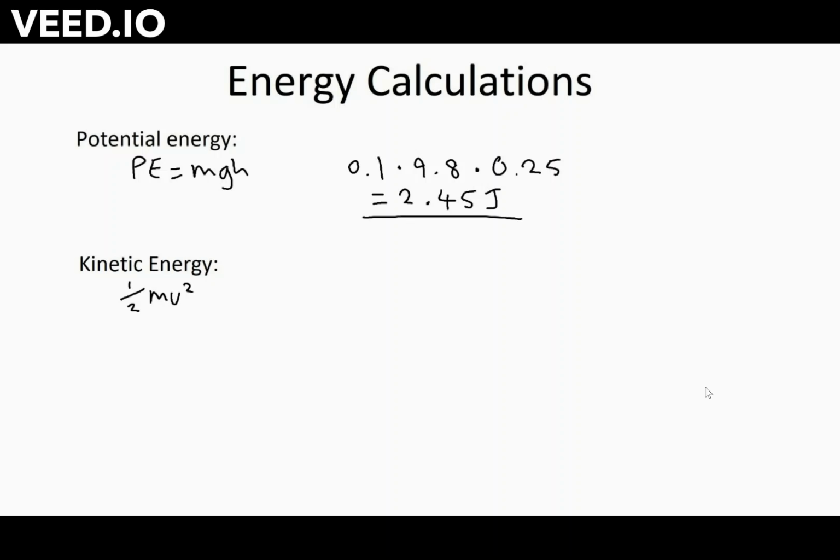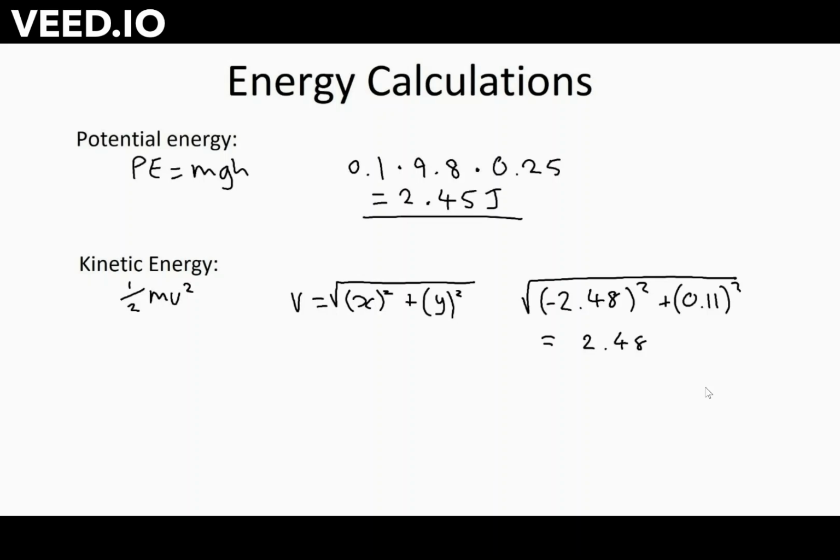Kinetic energy can be calculated using the formula half mass times velocity squared. Velocity was calculated using the x and y values of the bob at its lowest point given to us by the tracking software using this formula. Taking this answer, we then used this formula to give us the kinetic energy of the bob at the lowest point of the swing.